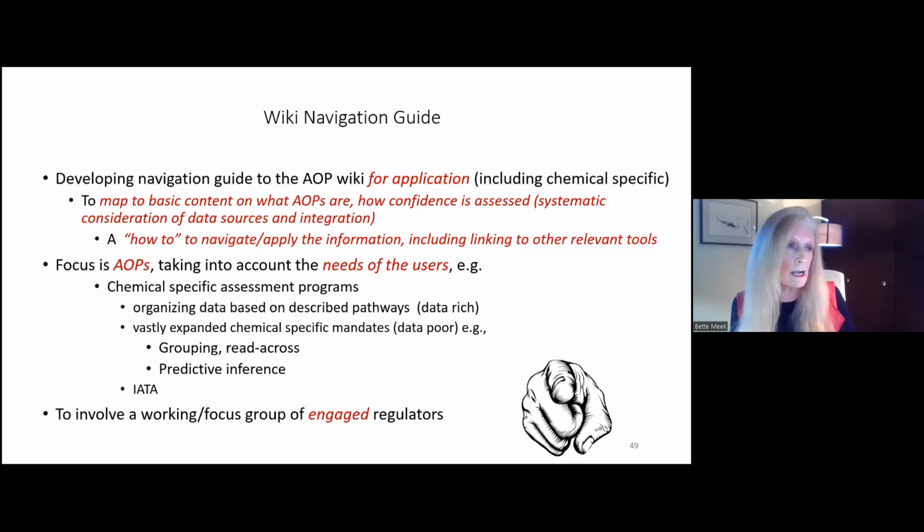And the ones that we see most are the chemical specific assessment programs who are organizing data based on described pathways. And that's often if they're assessing data rich chemicals. We have the vastly expanded chemical specific mandates where you're often dealing with data poor chemicals. So you're looking to use the mechanistic information more for grouping and read across or predictive inference. And finally, the integrated approaches to testing and assessment. And so our objective moving forward here is really to involve a working and focus group of engaged regulators. So it's really to bridge this gap between the kind of development and application community.